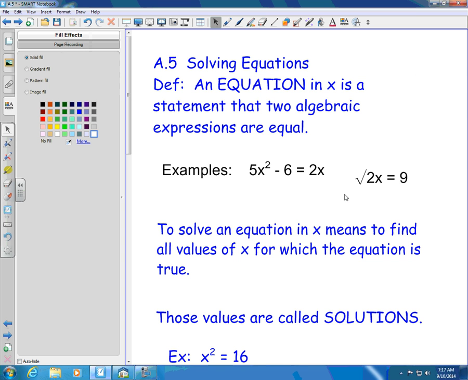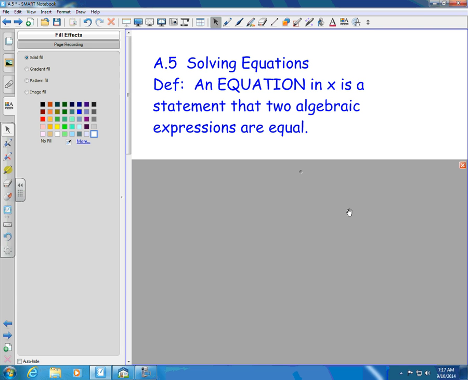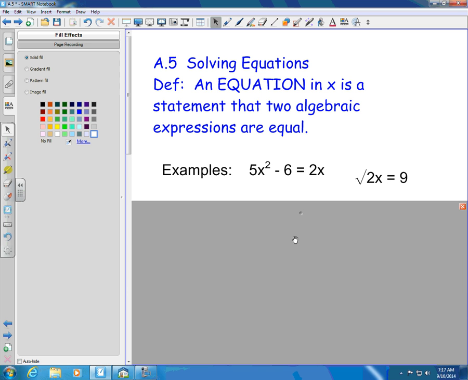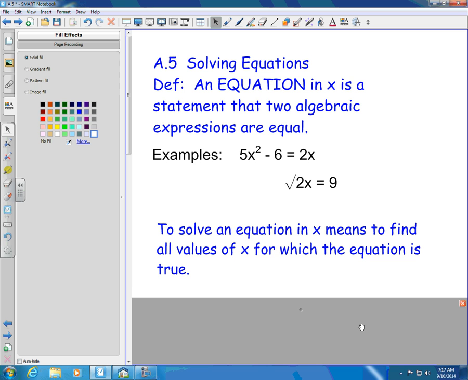We are looking at section A.5, which is called solving equations. The definition of an equation in X is a statement that two algebraic expressions are equal. Here are a few examples of equations. We have 5x squared minus 6 equals 2x, or square root of 2x equals 9. These are examples of equations.